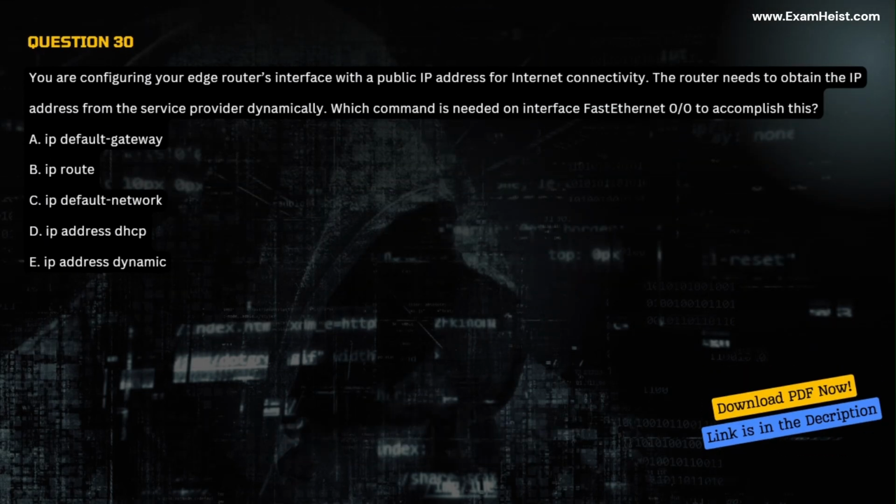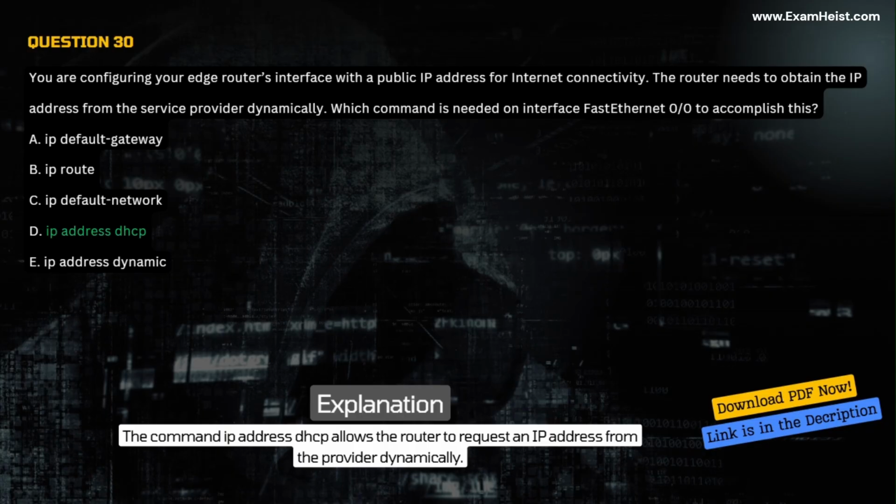Question 30. You are configuring your Edge router's interface with a public IP address for Internet connectivity. The router needs to obtain the IP address from the service provider dynamically. Which command is needed on interface FastEthernet 0/0 to accomplish this? A. ip default-gateway. B. ip route. C. ip default-network. D. ip address dhcp. E. ip address dynamic. Correct answer D. ip address dhcp. Explanation: the command ip address dhcp allows the router to request an IP address from the provider dynamically.